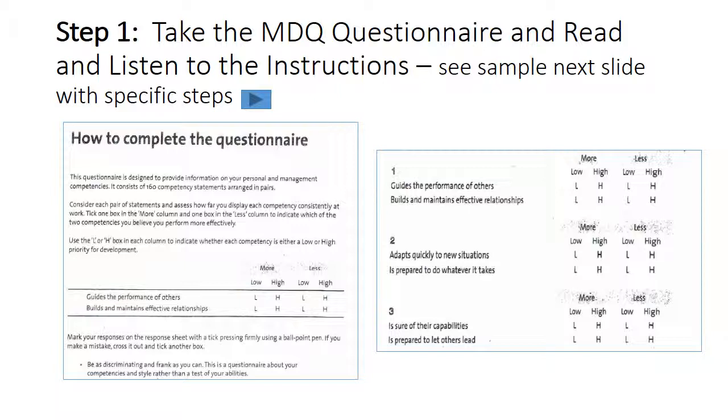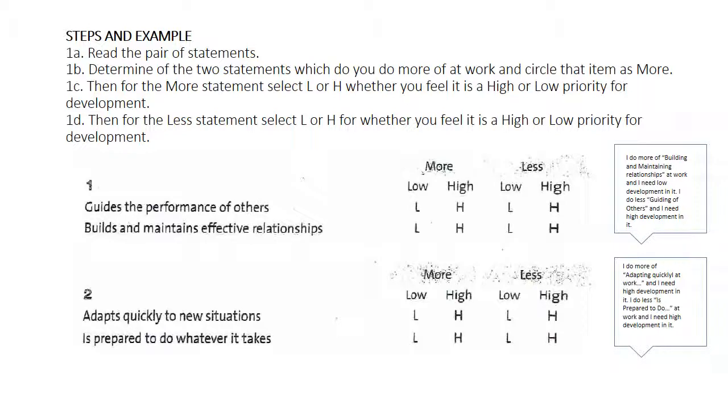And then the box to the right here is a sample of just 3 questions of the 80 that you will be completing in this questionnaire. So let us begin, and I'll demonstrate this to you by the next slide. Here are the steps and an example listed above. You're going to read the pair of statements, and you're going to determine of the 2 statements within each question set, which do you do more of at work, and circle that item as more.